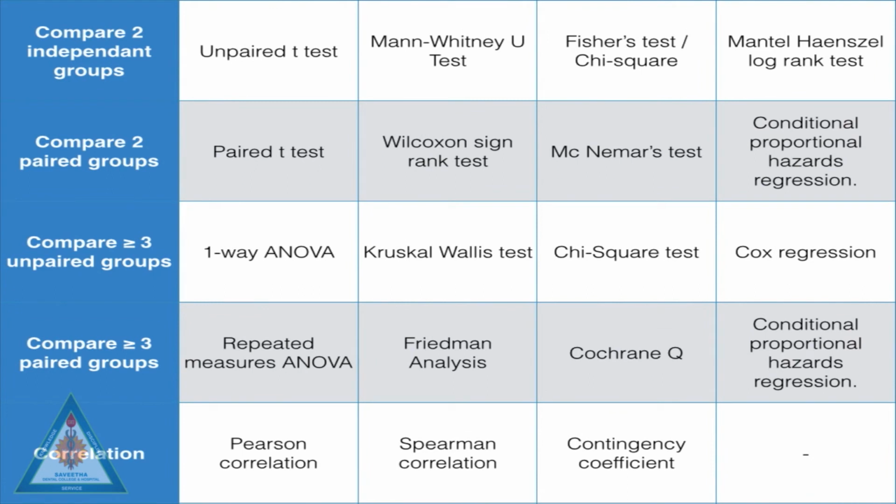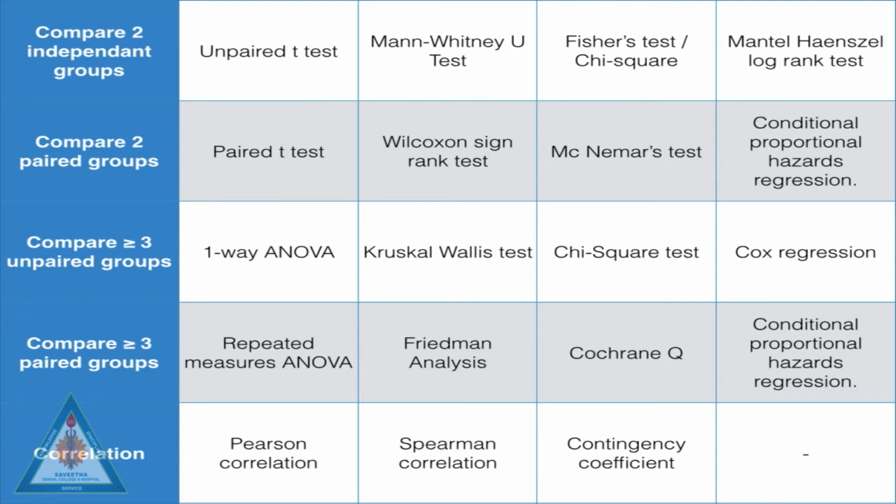Once we start entering three groups, the statistics greatly change. If you want to compare three or more groups with scale data, you would do a one-way ANOVA. For ordinal data, you do a Kruskal-Wallis test. For binomial data, you do a chi-square test, and you'll do a Cox regression to do survival analysis.